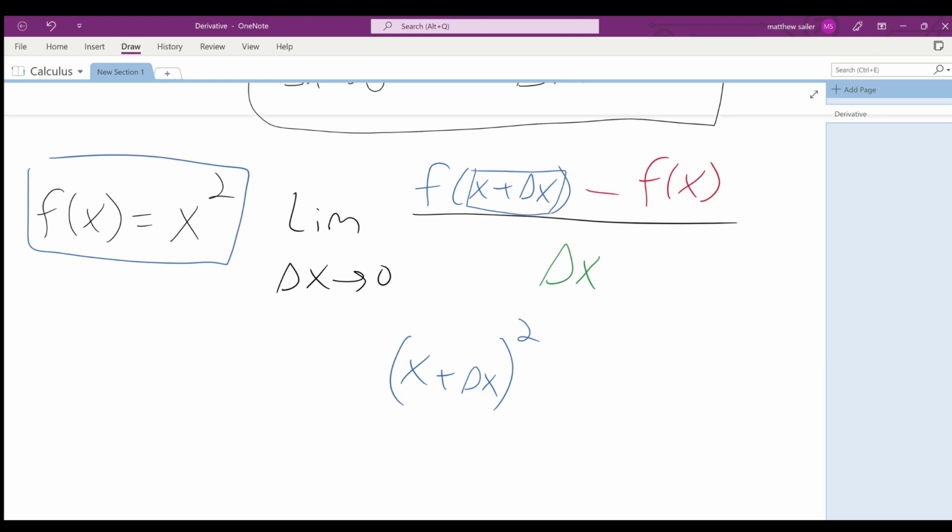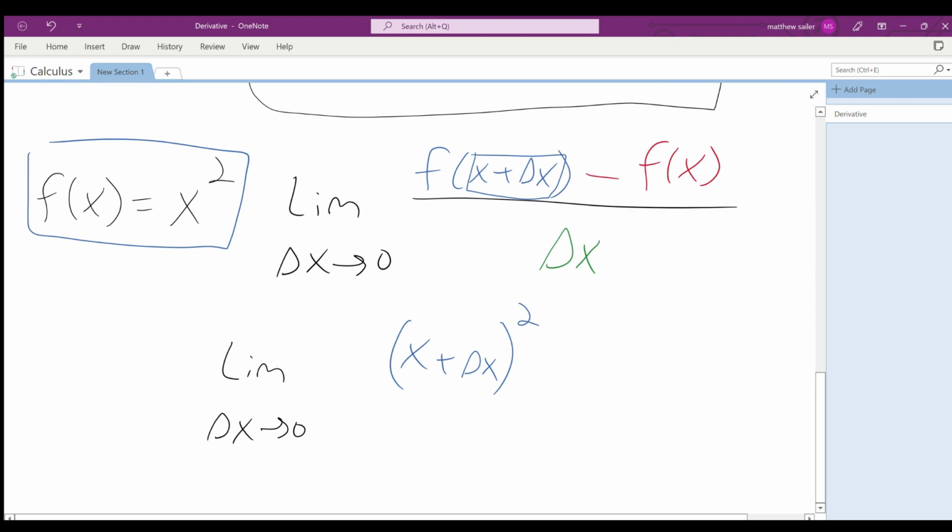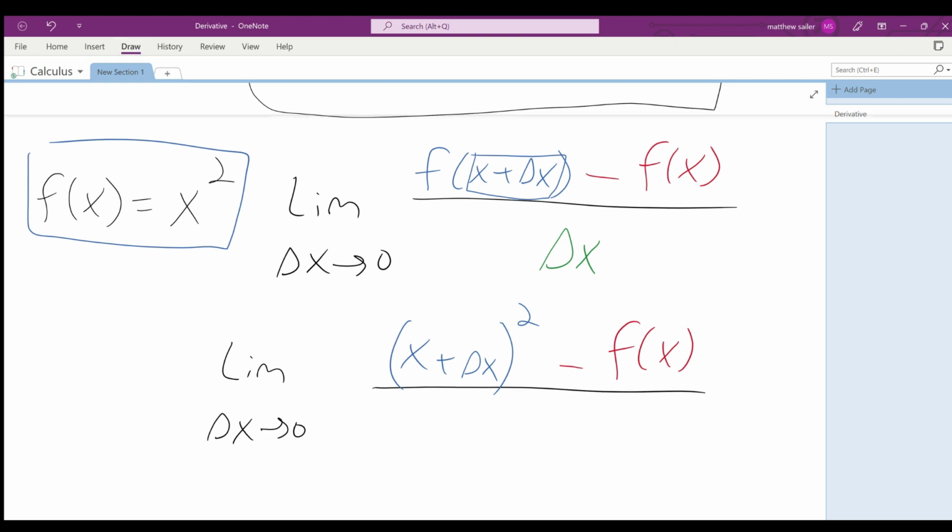And actually I'm going to put the limit back down because that won't change. So rewriting this, we have in blue x plus delta x squared minus f of x divided by delta x.